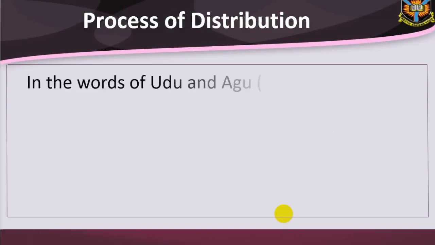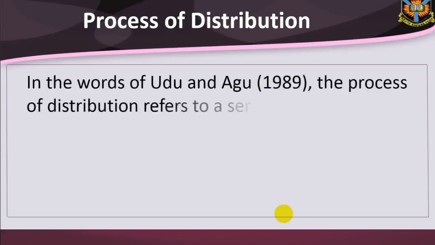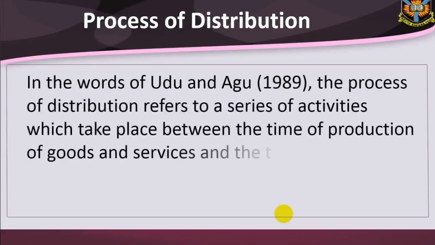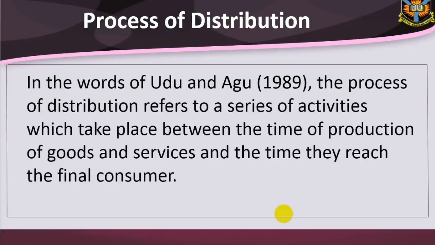Process of distribution. In the words of Udu and Agu, 1989, the process of distribution refers to a series of activities which take place between the time of production of goods and services and the time they reach the final consumer, or put in another way, the time taken up by the production unit if such activities are part of a continuing process of production.